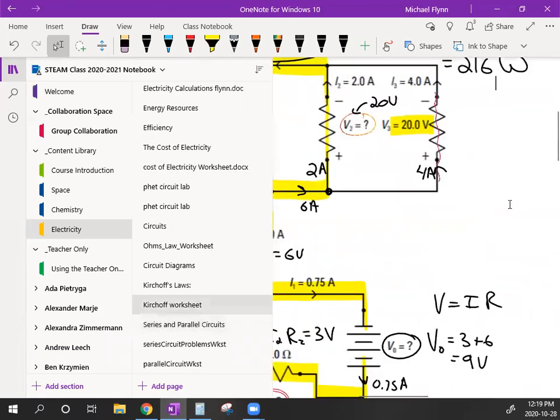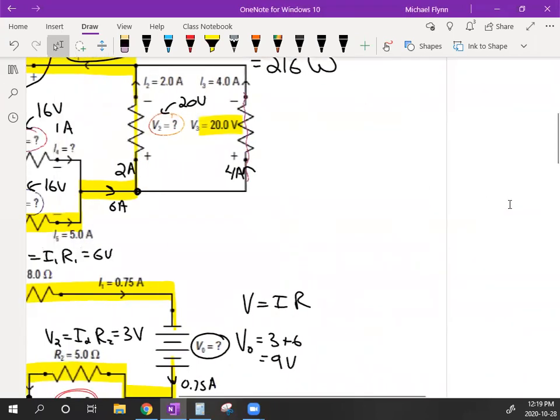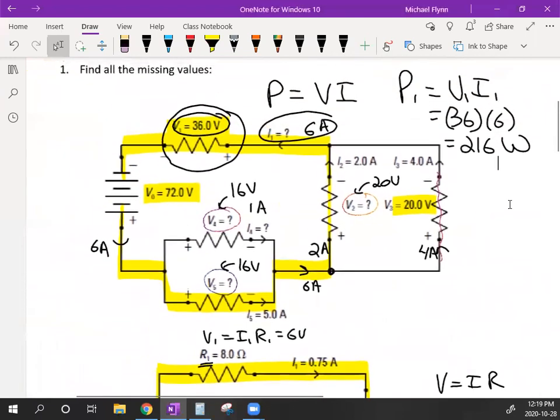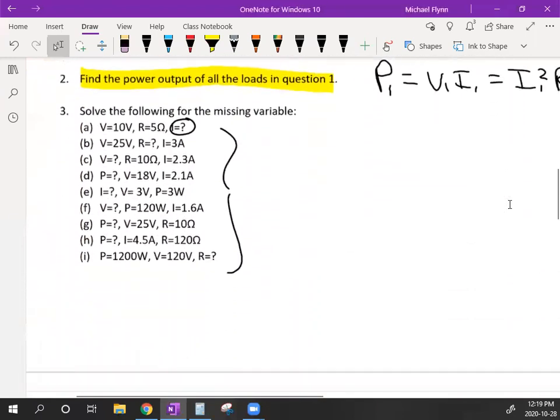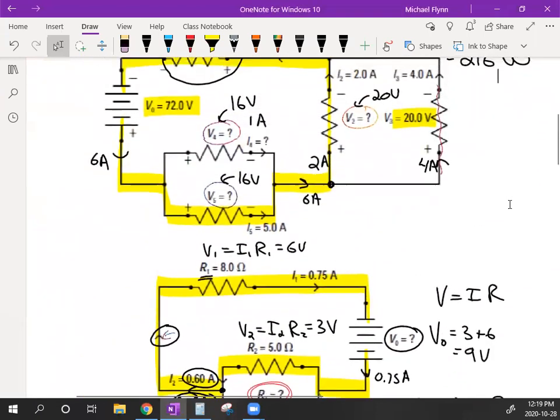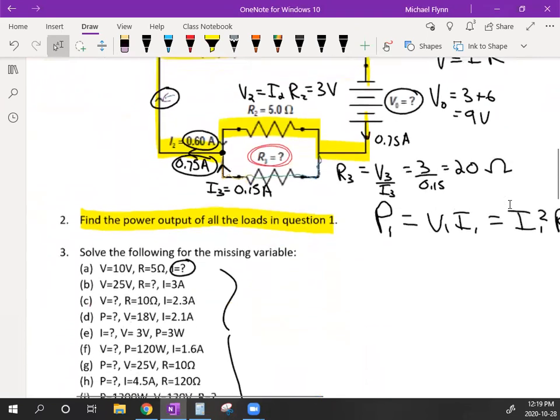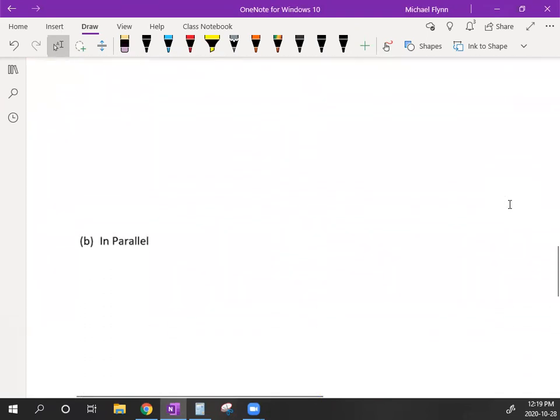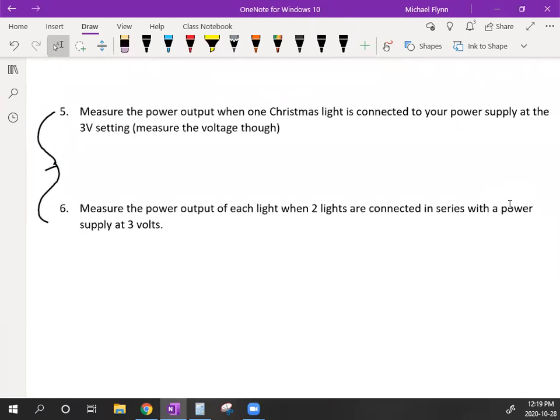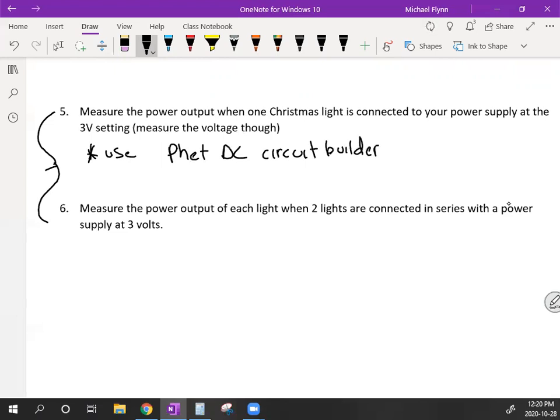By the way, I've been posting answers here. I posted some of the answers to the Kirchhoff law worksheets that we worked on here yesterday. I didn't put all the answers in yet, but I will, okay? And some of you were asking on the group chat about number 5 and 6. You can do those. You can use the PhET DC circuit builder to test this yourself, okay?